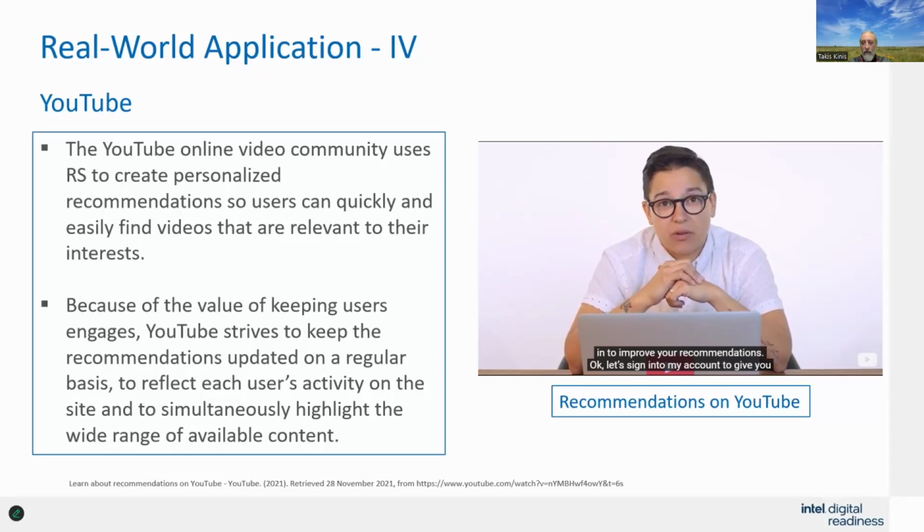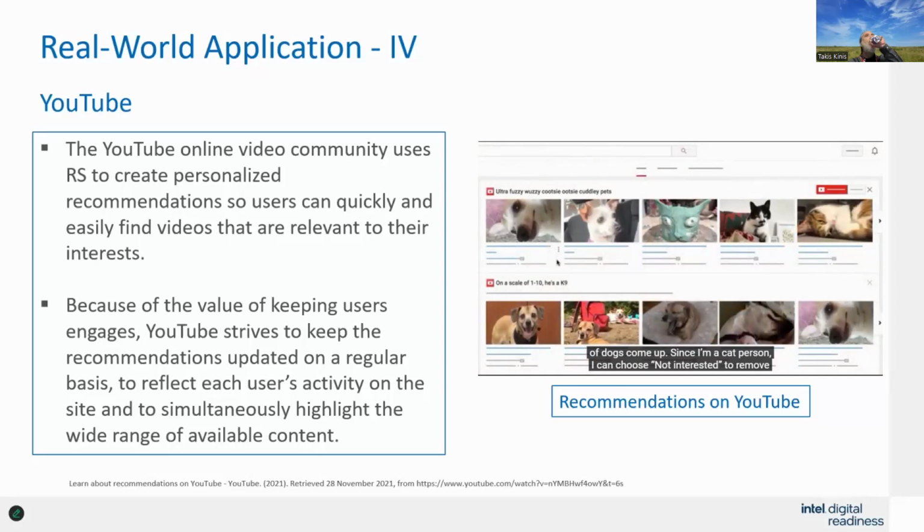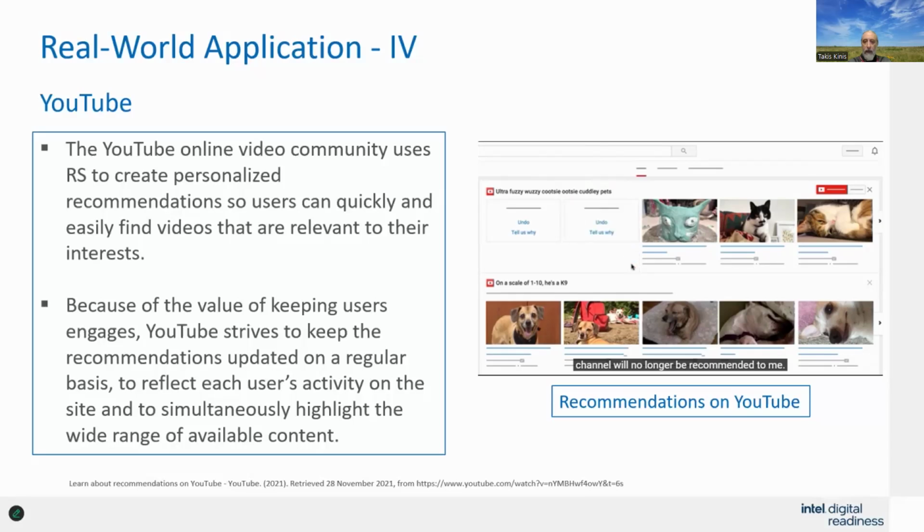Okay, let's sign into my account to give you an example. I've watched a channel featuring different pets, and I'm seeing a few dog videos come up. Since I'm more of a cat person, I could choose not interested to remove videos that have dogs in them. If I remove 2 or more videos from the same channel, that channel will no longer be recommended to me. But what happens if I see a recommended channel of just dogs? I can also choose to remove the entire channel.